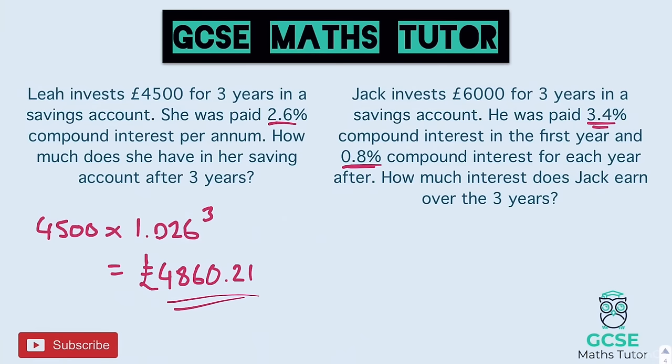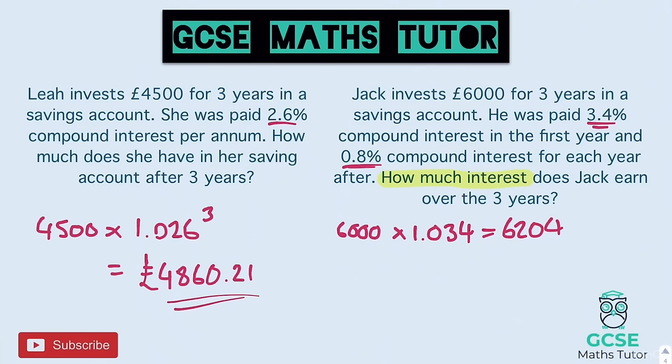How much interest does he earn? There we go, so let's just highlight that. How much interest? Don't want to forget to write that in the final step there. So 6,000 in the first year, we're going to multiply it by 1.034. So after the first year, he's going to have, let's have a look, 1.034, £6,204. There we go, 6,204.